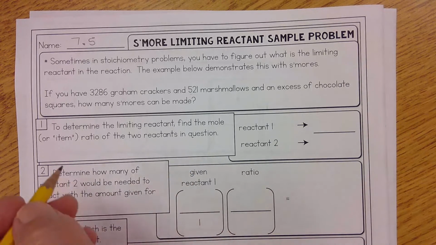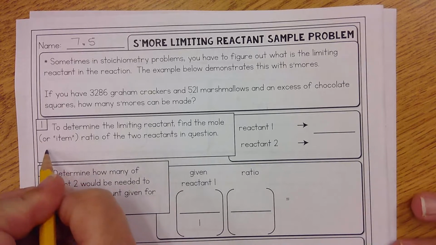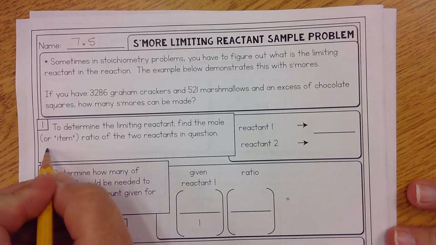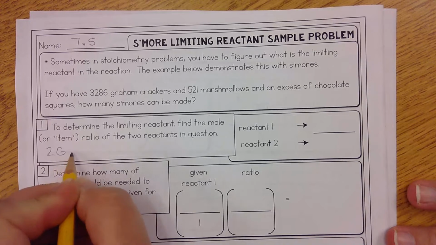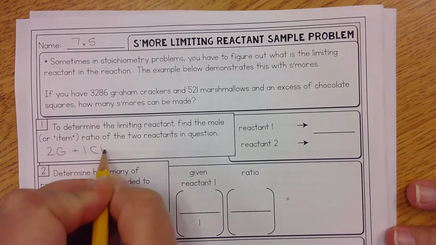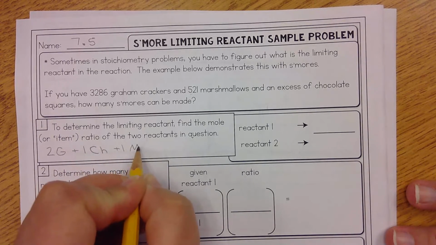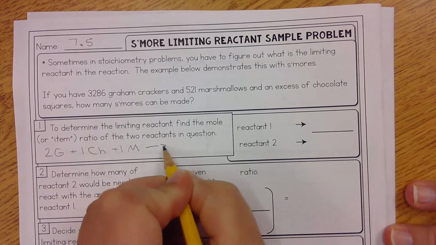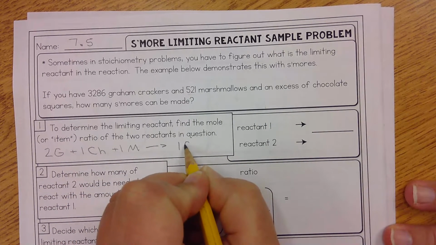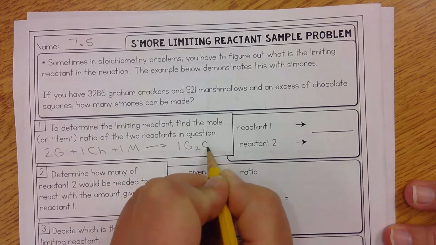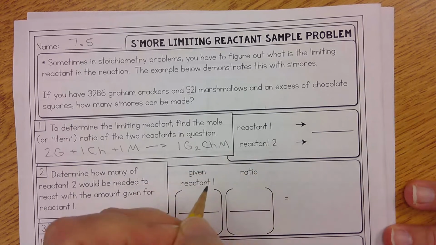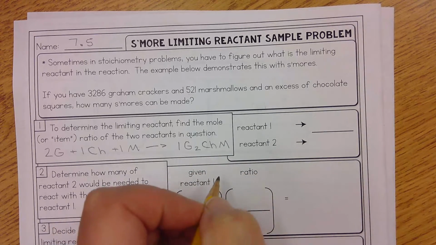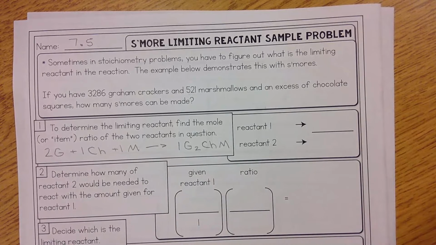Before we do that, we need to look back and remember the equation for a s'more, which was 2 graham crackers, 1 chocolate square, and 1 marshmallow made 1 s'more, which is G2CHM. Okay, so that's the equation for a s'more. Look back in your 7.1 notes if you don't believe me, but I promise that's it.